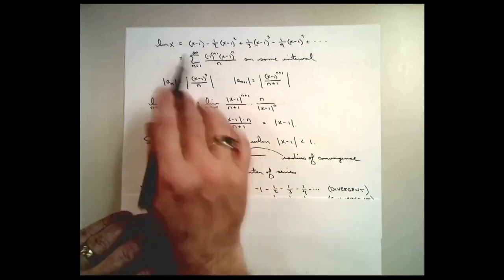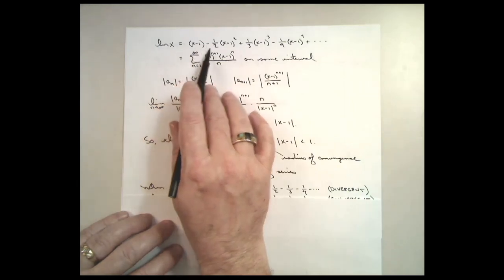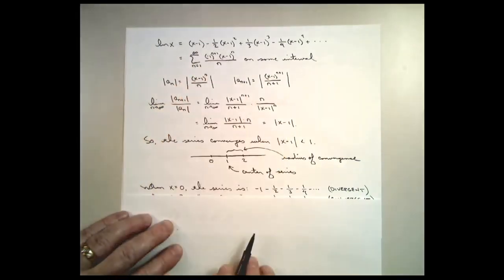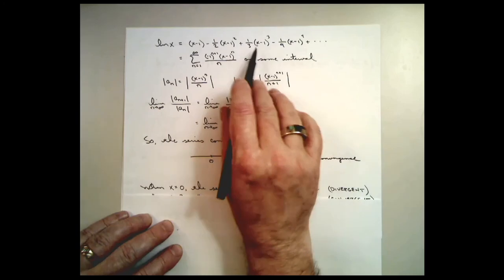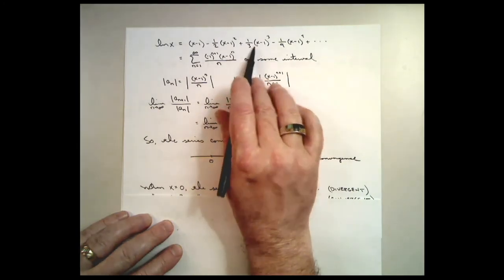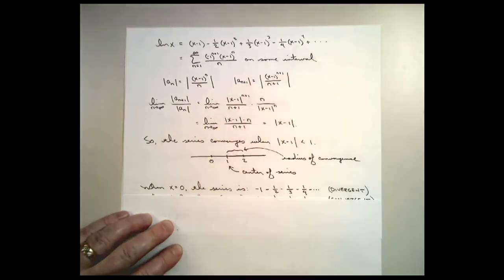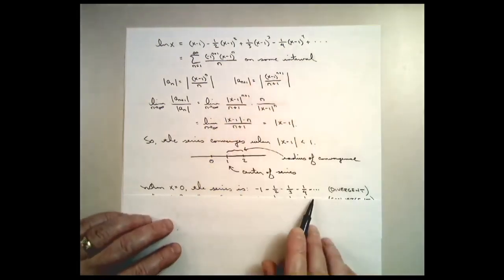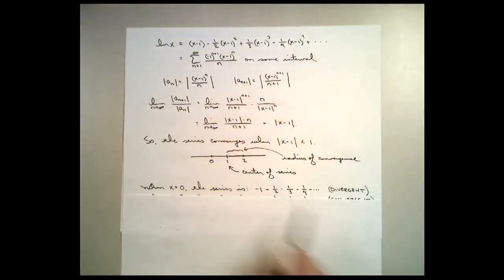Well, if we put 0 into our series up here, what we get is -1 minus a half. There's going to be -1 cubed here, so it's going to be minus a third, minus a fourth, and so on. We get a divergent series, right? This is the opposite of the harmonic series.